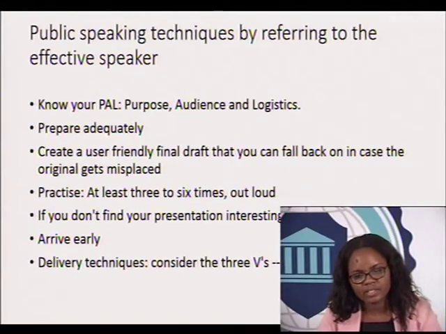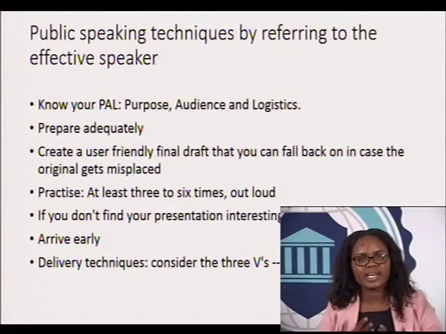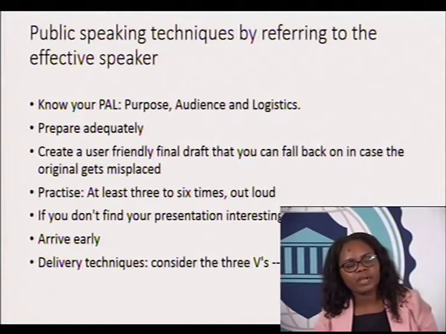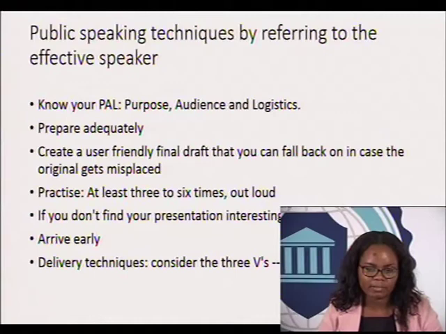Consider the 3 V's. The visual, what people see. You must dress nicely. If you are giving a PowerPoint presentation, everyone must be able to see, even those people that are seated at the back. The verbal and vocal. Make sure you use language which is appropriate. Make sure that your voice is loud enough, but not too high to disturb the audience, not too low to bore them. Plus, avoid words which are not acceptable in public.